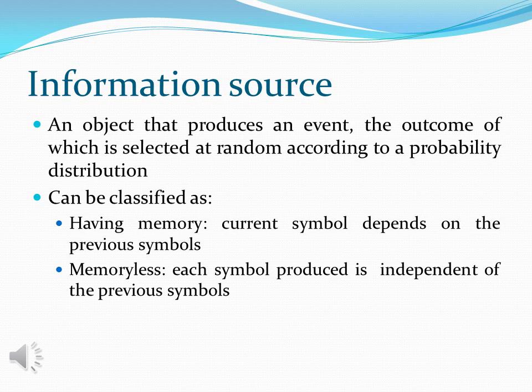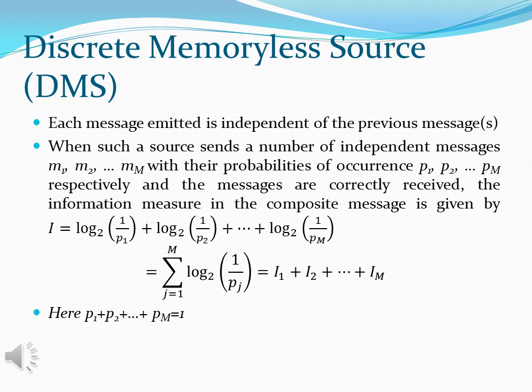So now it can be classified as having memory and memoryless. When the current symbol depends on the previous symbol, it is said to be consisting of memory. And when each symbol is being produced independently of the previous symbol, then it will become a memoryless system. What is a discrete memoryless source, or DMS? Now each message emitted is independent of the previous message.